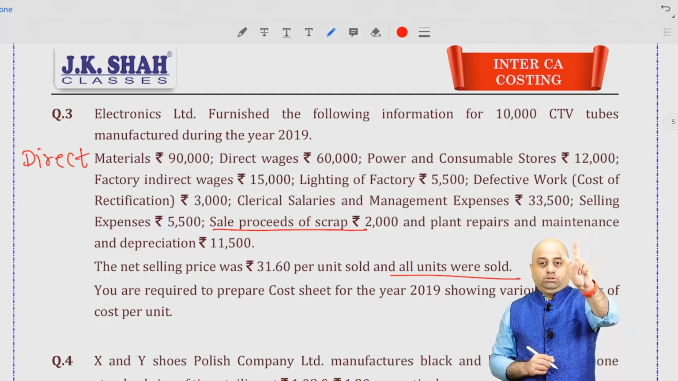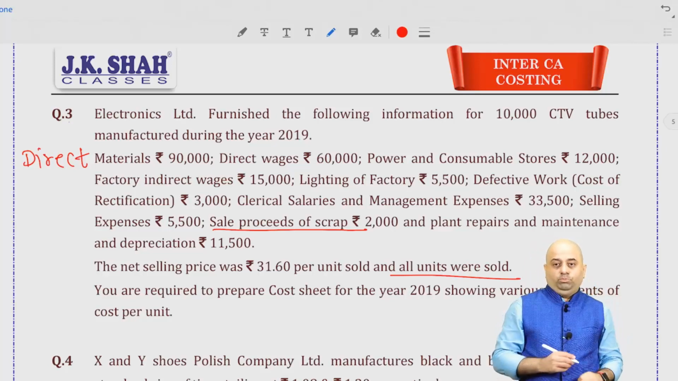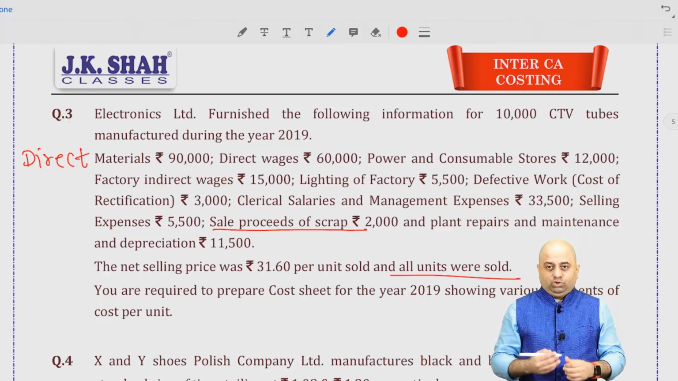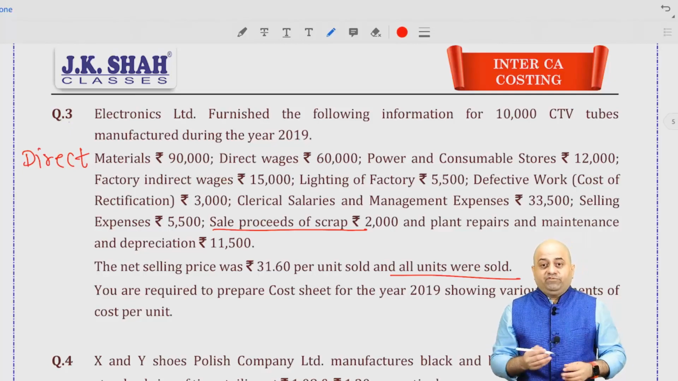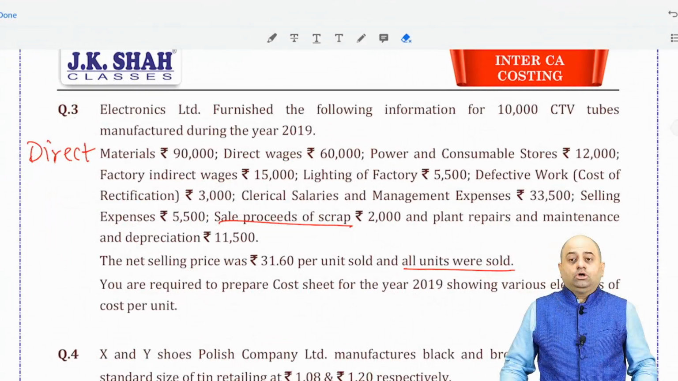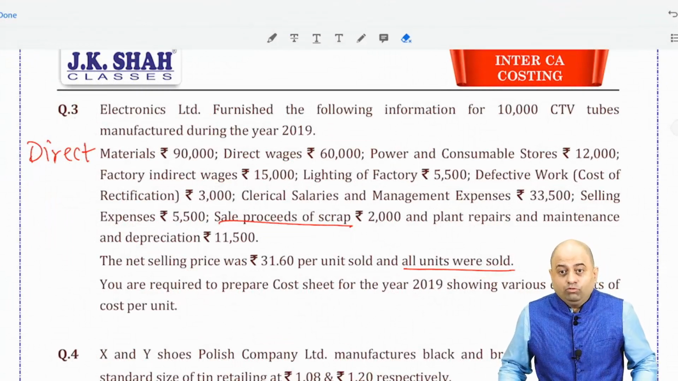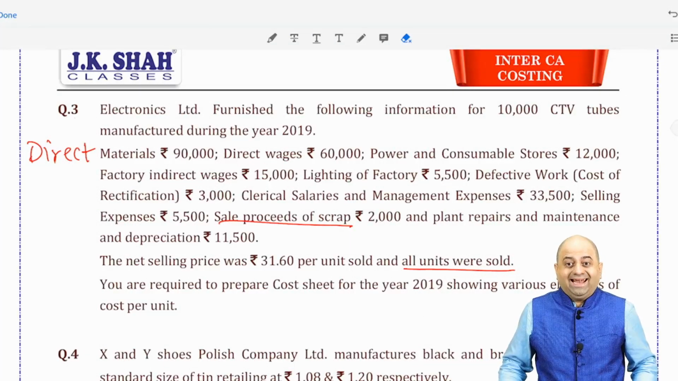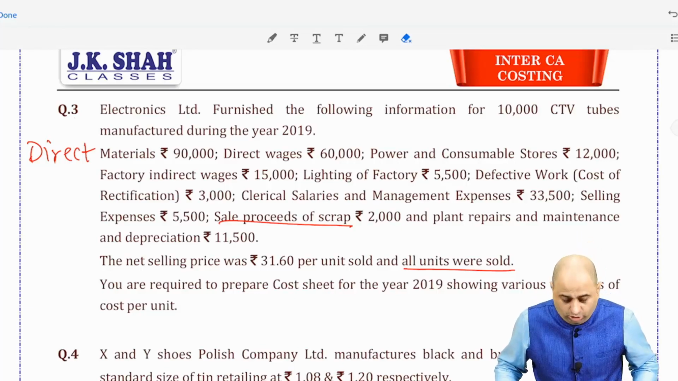Cost of production is equal to cost of goods sold. Two important points that we can conclude from this. With that, I finish my discussion of question number 3. Now I move on to question number 4.